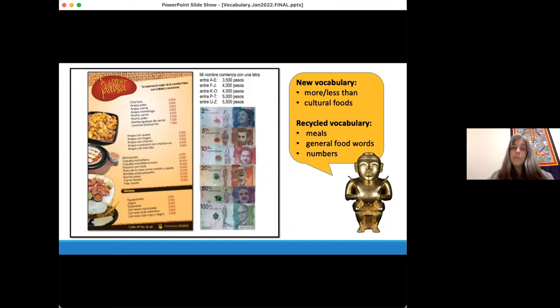So the new vocabulary I want to really target with this task, given the fact that they have different amounts of money to spend, is language like more or less than. So yo tengo más, yo tengo menos. And then there are some cultural foods here on this menu that they're going to be exposed to and learn about. The recycled vocabulary or spiral vocabulary are specific language around different meals, general food words that they will have had prior, and of course, numbers, given the fact, as I said, that they have different amounts to spend.